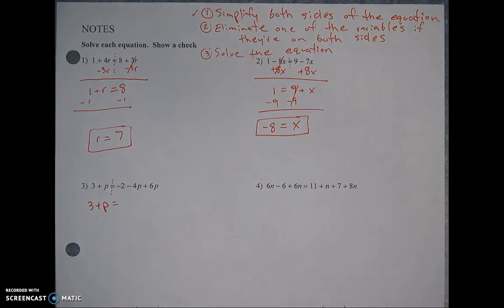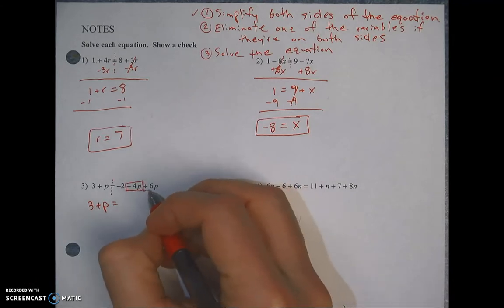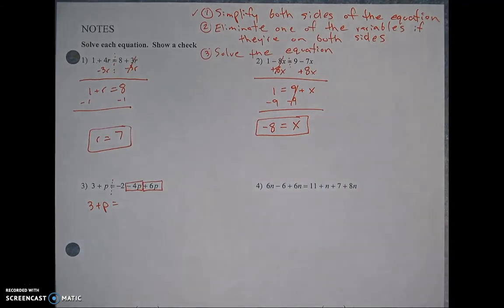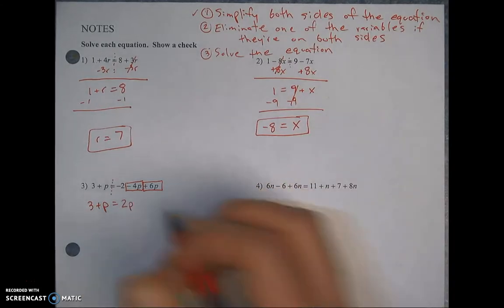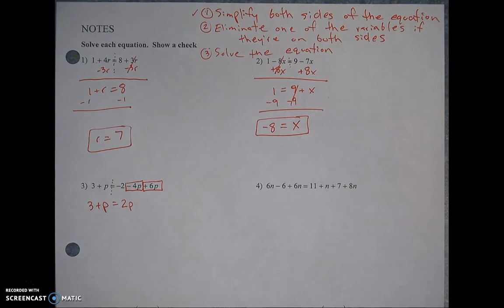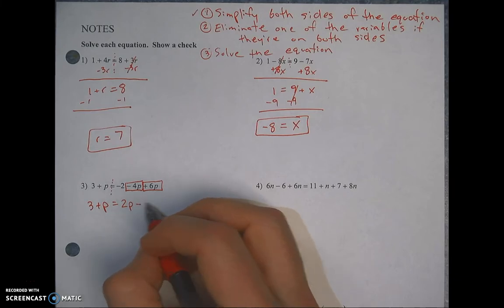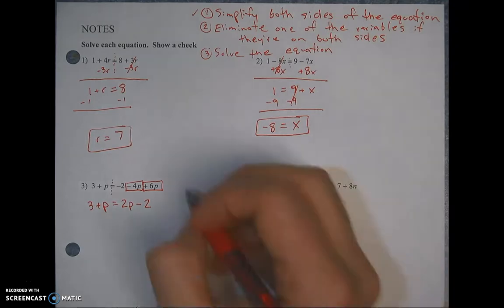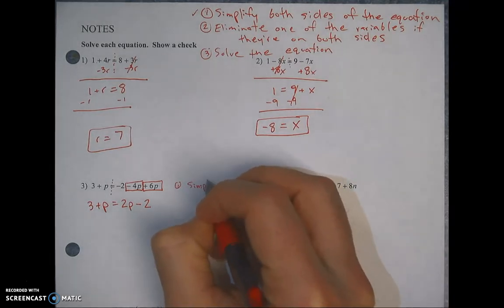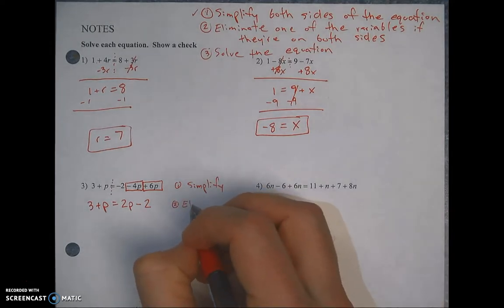But the right side, there are some things I can simplify. So there's 2 terms that have a variable of p. And so that's a negative 4p plus a 6p. So if I combine those, negative 4 and 6 is a positive 2p. Now, this negative 2 is still there. We can't forget about it. Okay, so I need to tag it on the end. Since it's negative, I can just write it as a minus 2. So step 1, simplify. Done. Step 2 now, eliminate a variable.